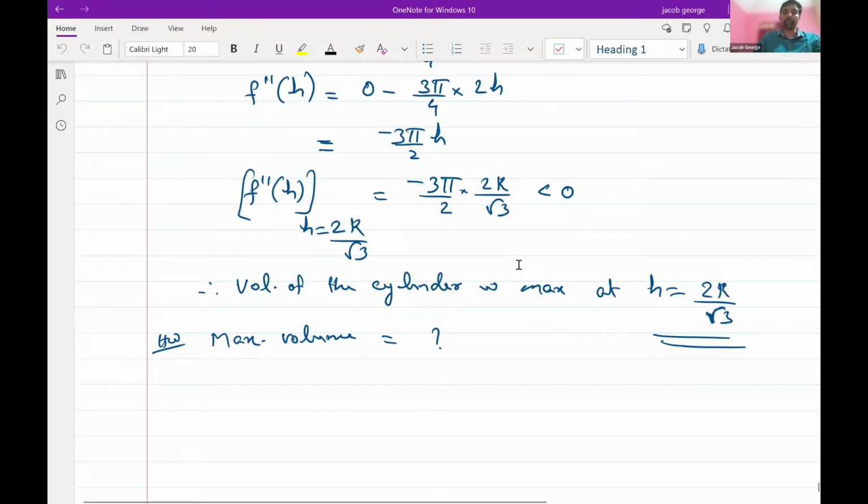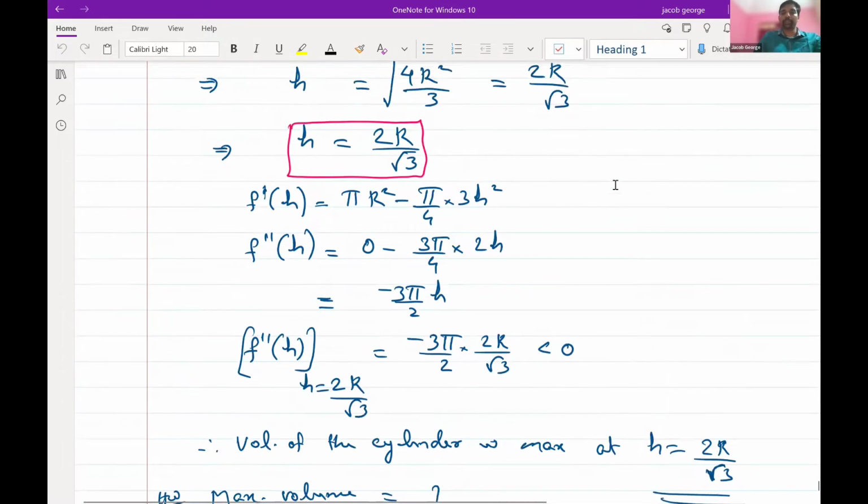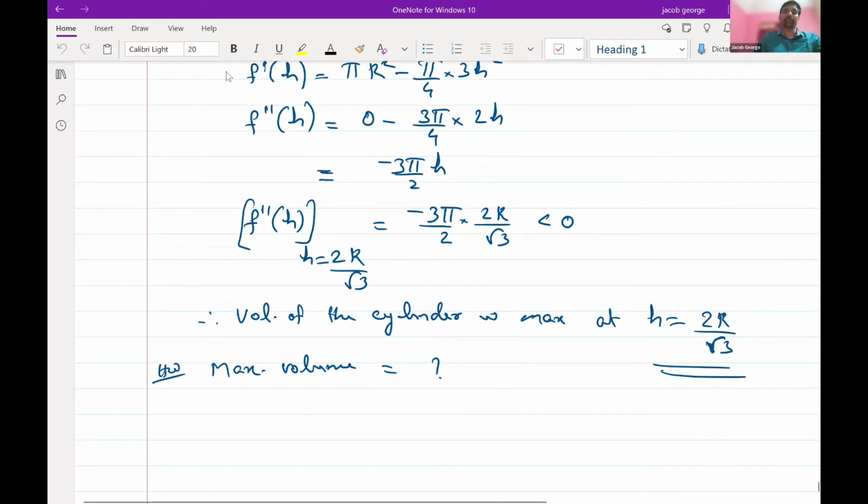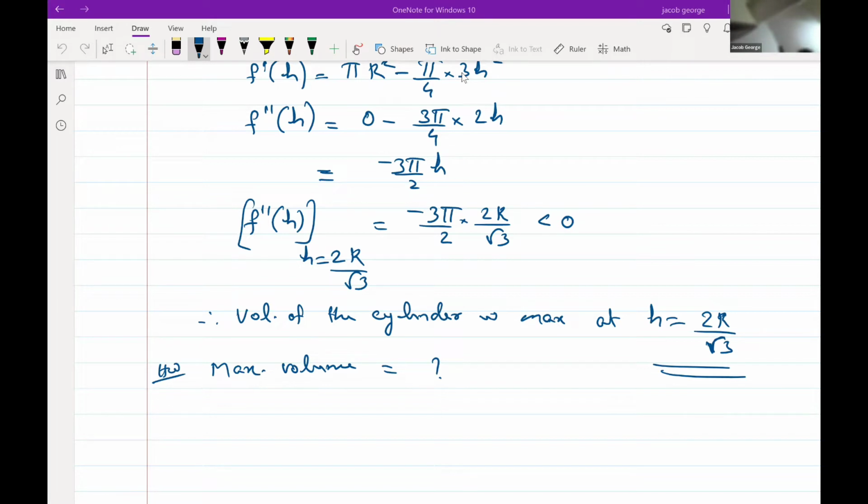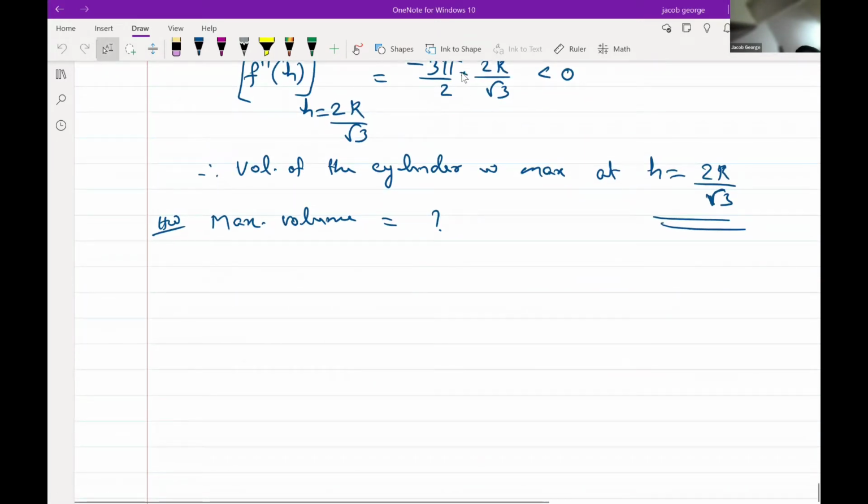Did you get the maximum volume? For that, you will substitute the value of h, h is 2r by root 3, in the maximum volume expression. You can find out the maximum volume. So please see that part. So this is the homework part. How many of you have done the homework, to find out the maximum volume?